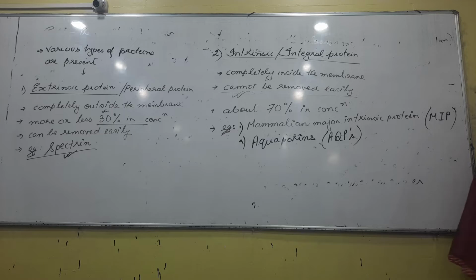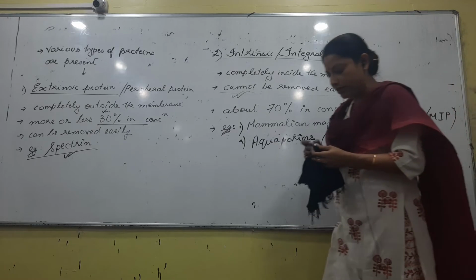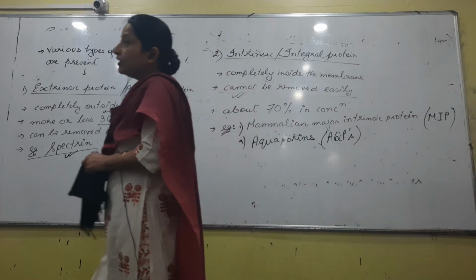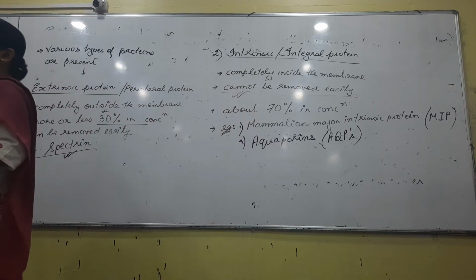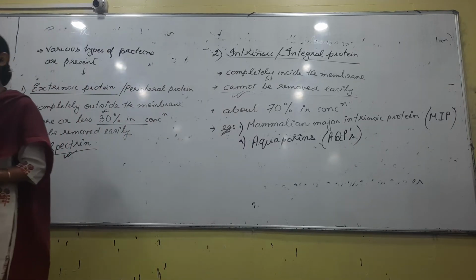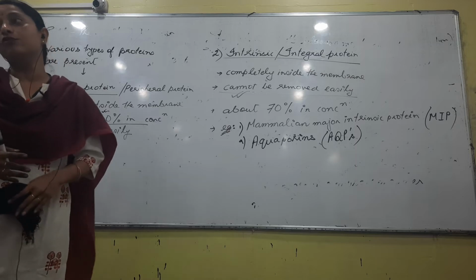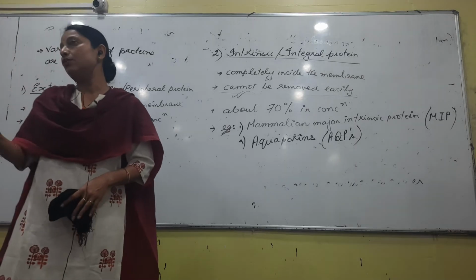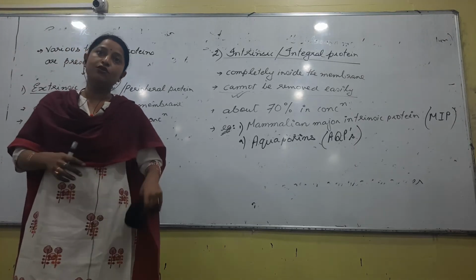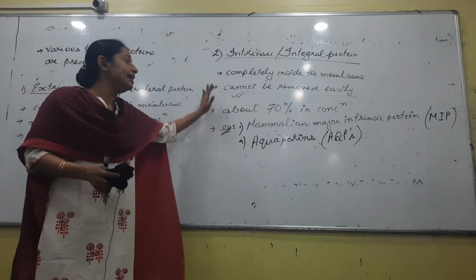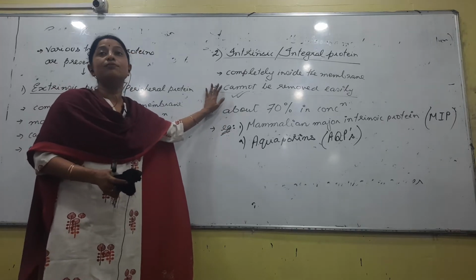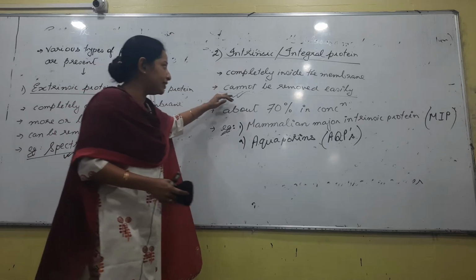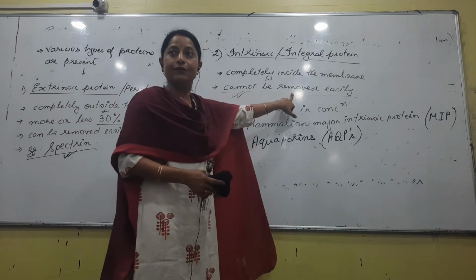Talking about integral or intrinsic, as the name suggests, we are talking about those proteins that are within the membrane. If something is within the membrane or inside the membrane, then obviously it will be very hard to remove. As far as extrinsic is concerned, what we have written is can be easily removed. Here you cannot be writing that they cannot be removed. They can be removed, but you cannot remove them easily, right?